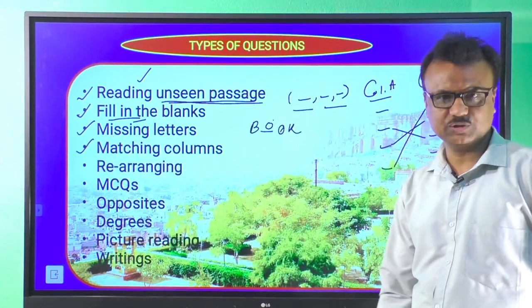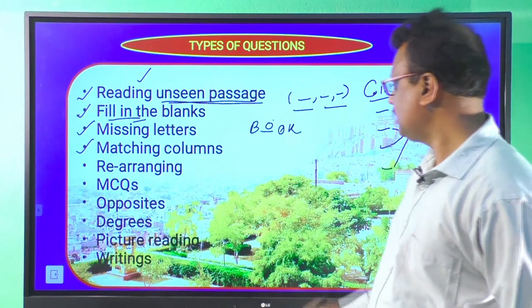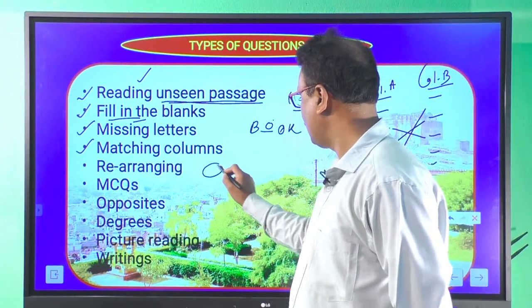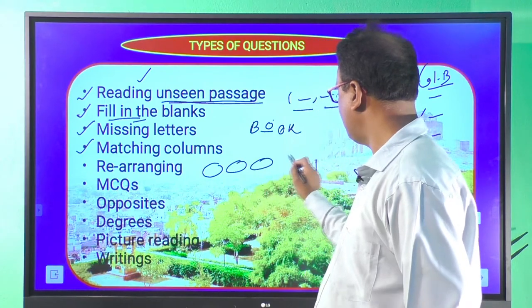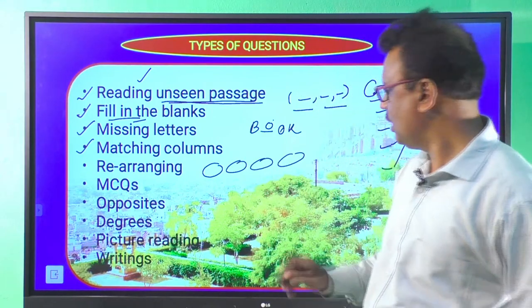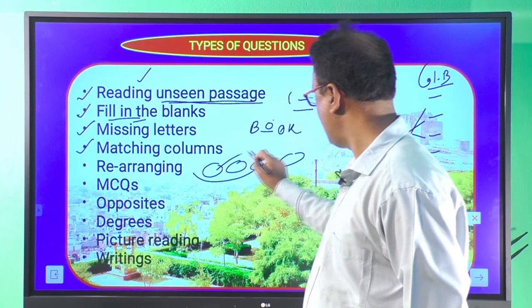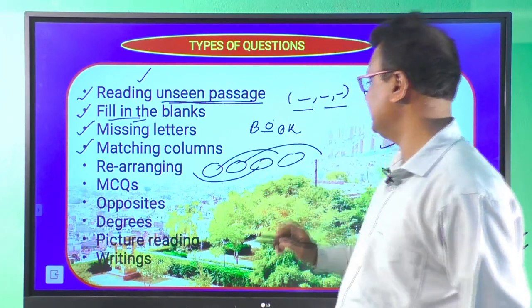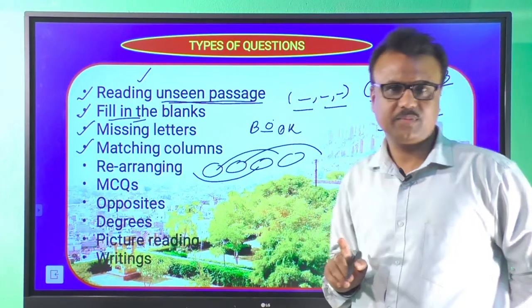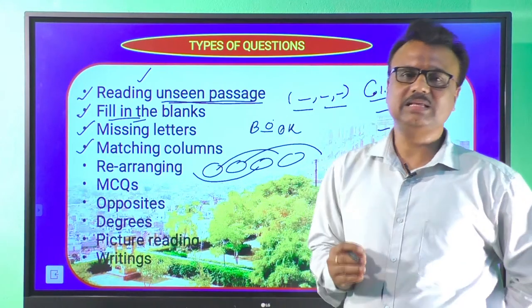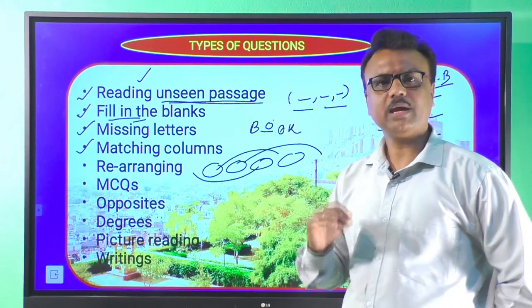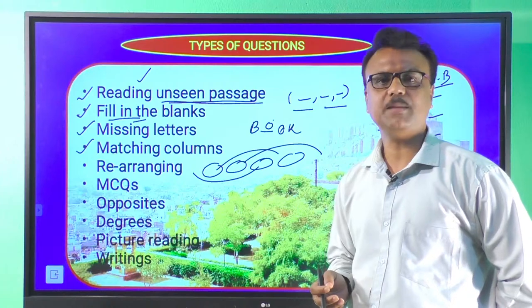Then rearranging. What happens here? The words are jumbled. Word 1, 2, 3, 4, they are jumbled. You have to rearrange them and make the sentence meaningful. We can rearrange the jumbled letters also. We can rearrange the words to make meaningful sentences.